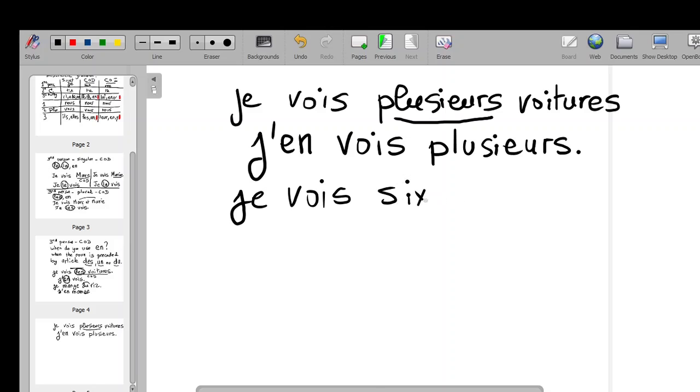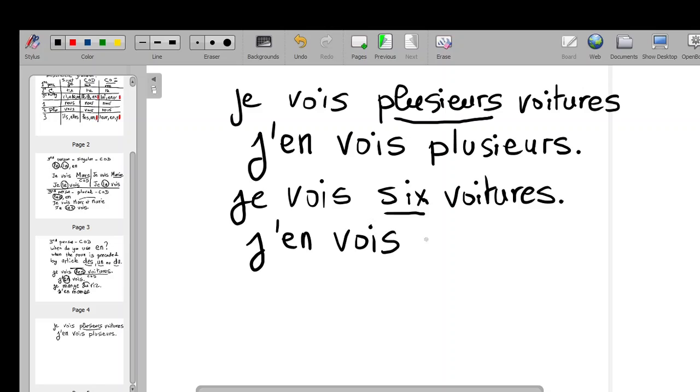Same thing if you have je vois 6 voitures. It's an adjective that indicates how many cars you are seeing. So you have to repeat it. J'en vois 6. You have to repeat it.